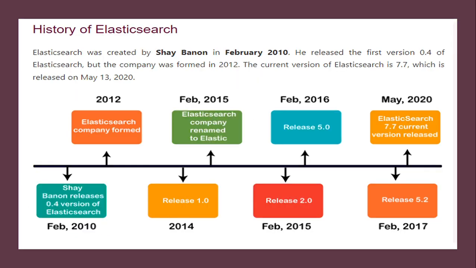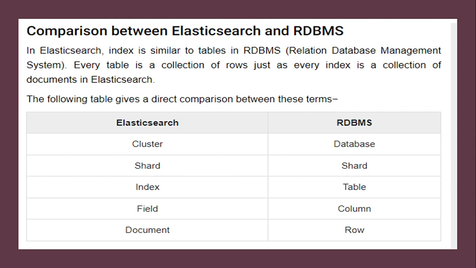If we look at the history of Elasticsearch, first of all, in February 2010, Shay Banon released version 0.4 of Elasticsearch. In 2012, the Elasticsearch company was formed. In 2014, 1.0 was released. In 2015, the Elasticsearch company was renamed to Elastic. In 2015, the 2.0 version was released. In 2016, 5.0 was released. And lastly, in May 2020, Elasticsearch 7.7, the current version, was released.